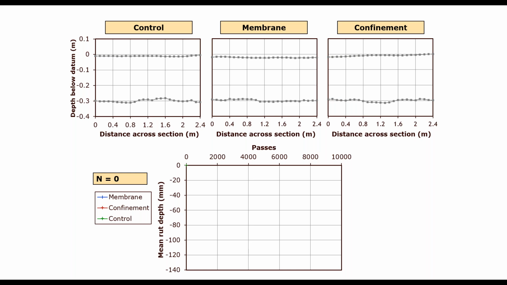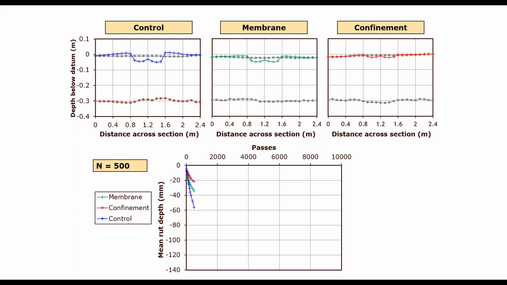The bottom chart will show the mean rut depth for each section as rutting develops. The horizontal axis is the number of wheel passes. After 100 passes, we see small ruts starting to develop in the surface of the control, but also on the subgrade level. After 200 passes, the rutting is progressing in the control and is just becoming noticeable in the membrane section. Let's click right through to 10,000 passes.